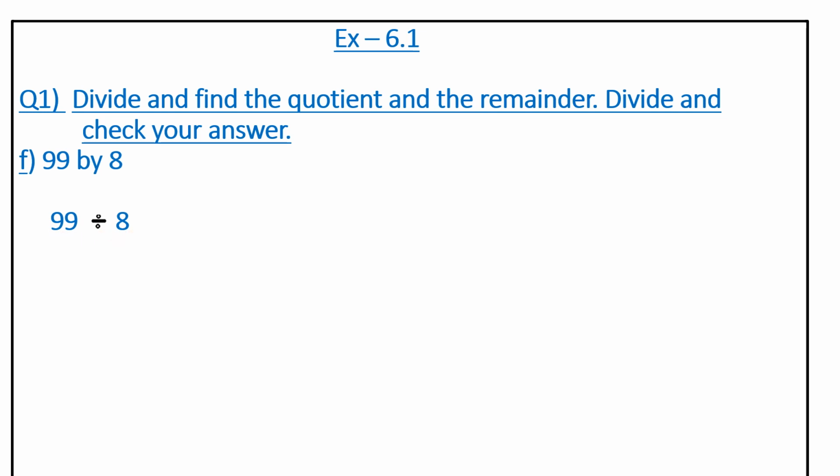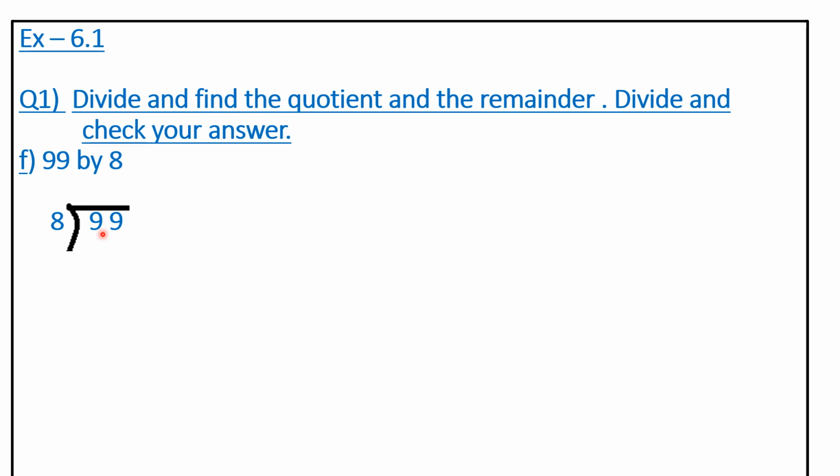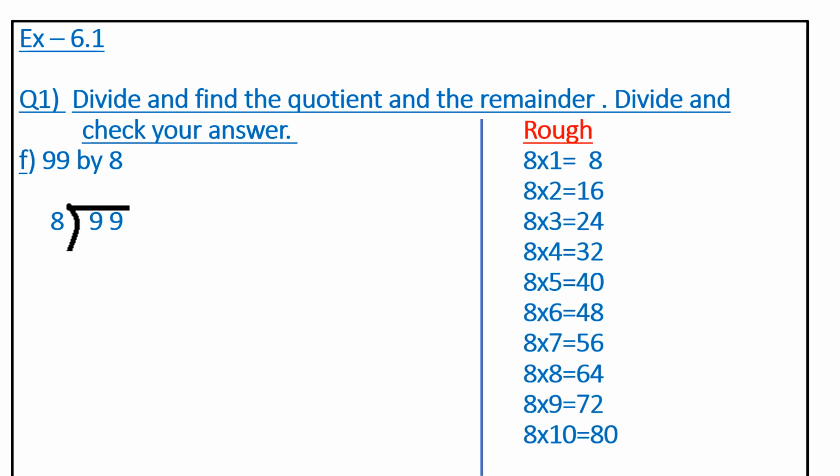Now arrange these numbers within the symbol. So write the dividend inside this sign and the divisor outside. So 8 here and 99 here. Now children, you will read the table of this 8. So better that you write the table of 8 in the rough copy. See, I have written. So you read the table.